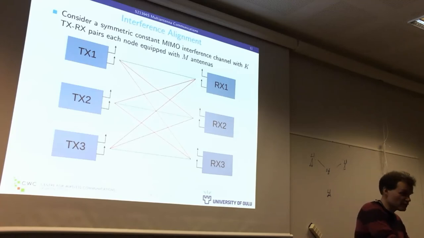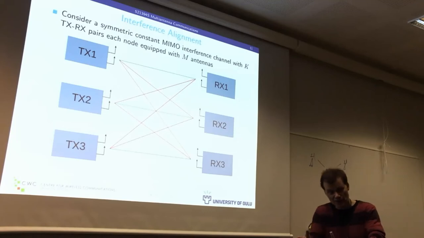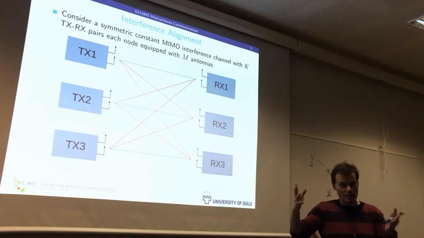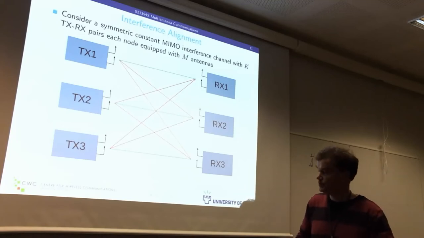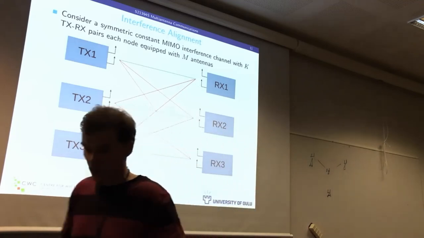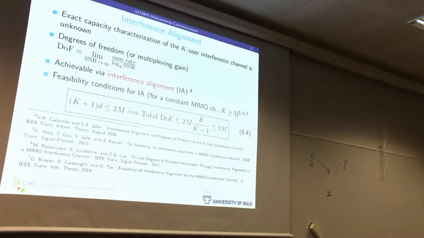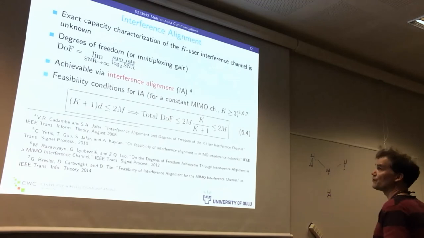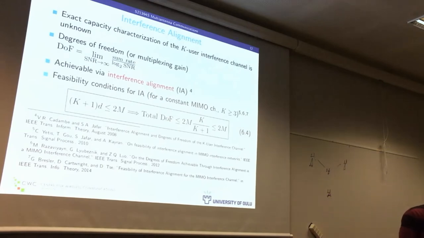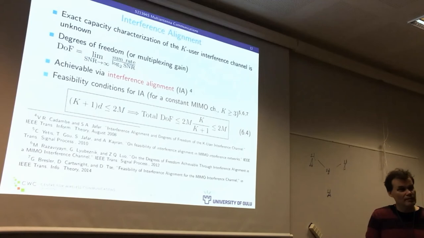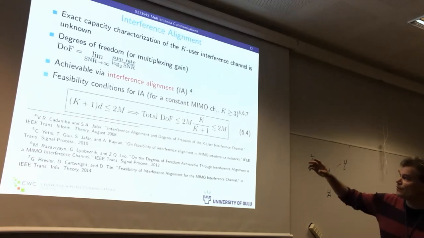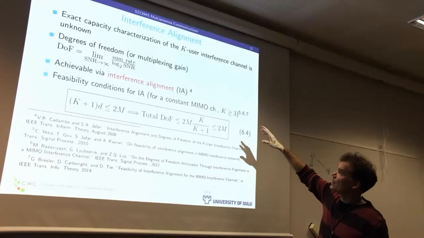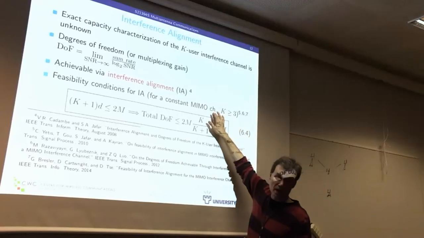So we have this coherent beamforming and coordinated beamforming. This is the coordinated beamforming upper bound. Is this proved to be an upper bound? It's proven to be an upper bound from the degrees of freedom perspective, not capacity. The capacity is still unknown. So in this case, at most it is true. Yes. For a constant MIMO channel.